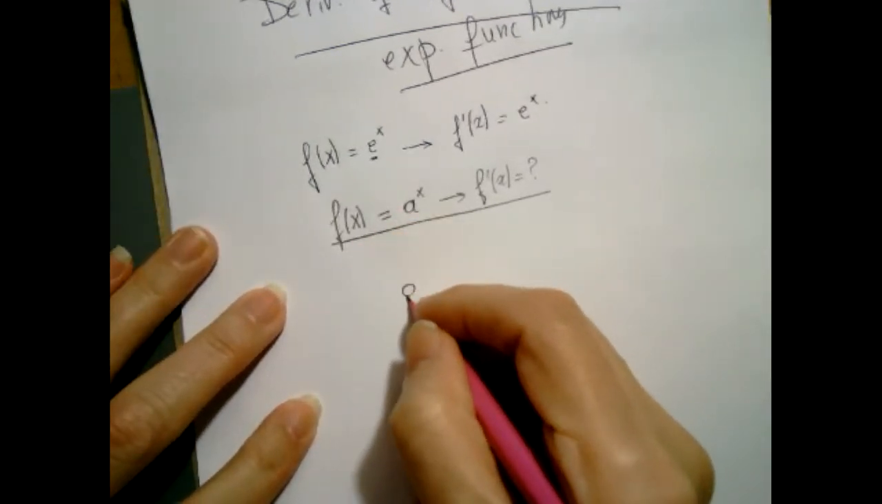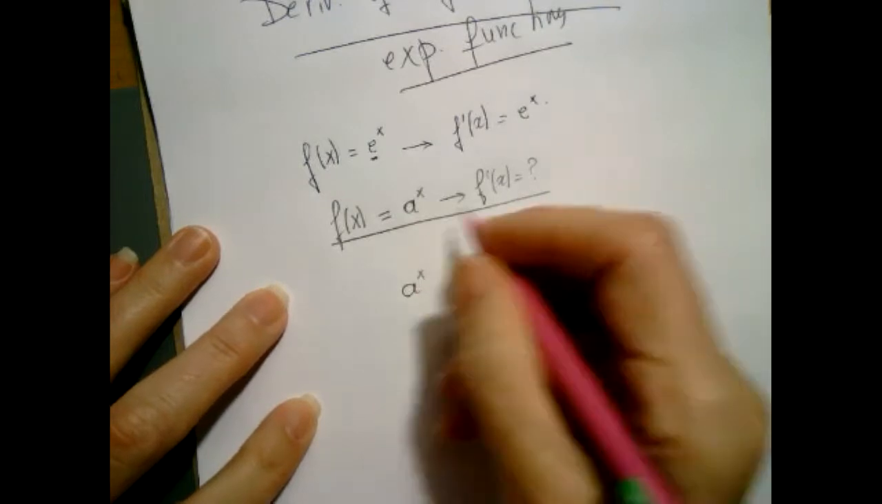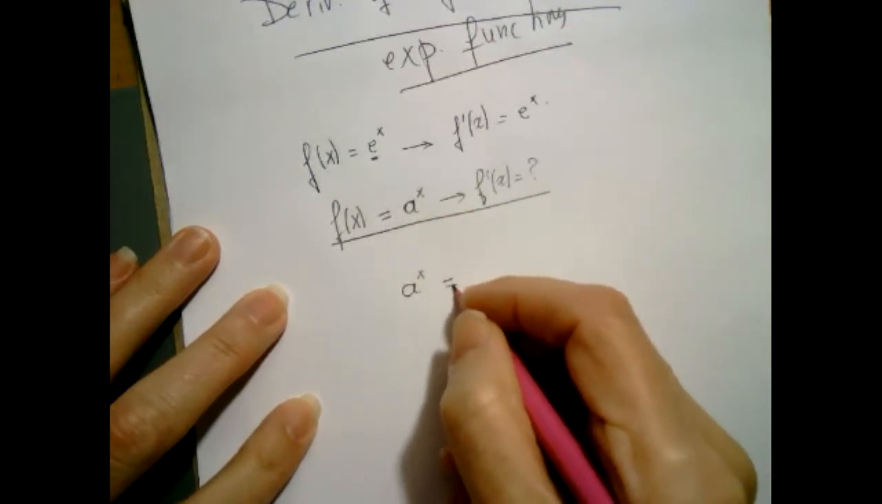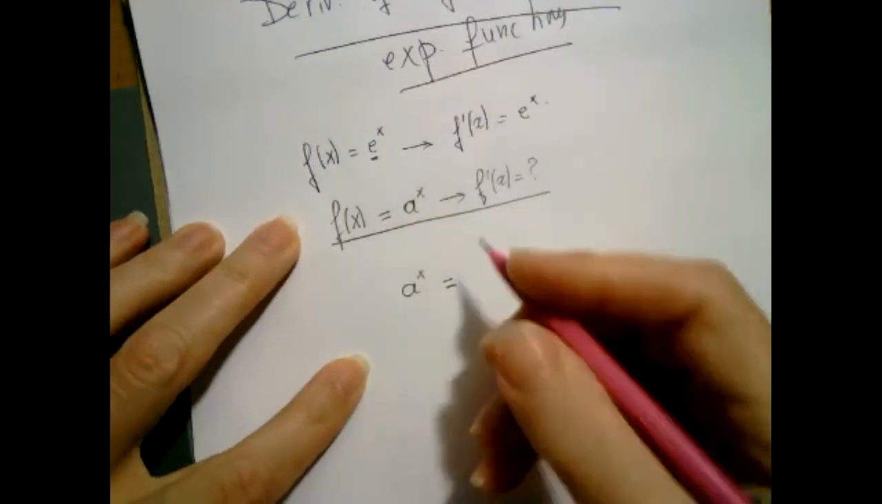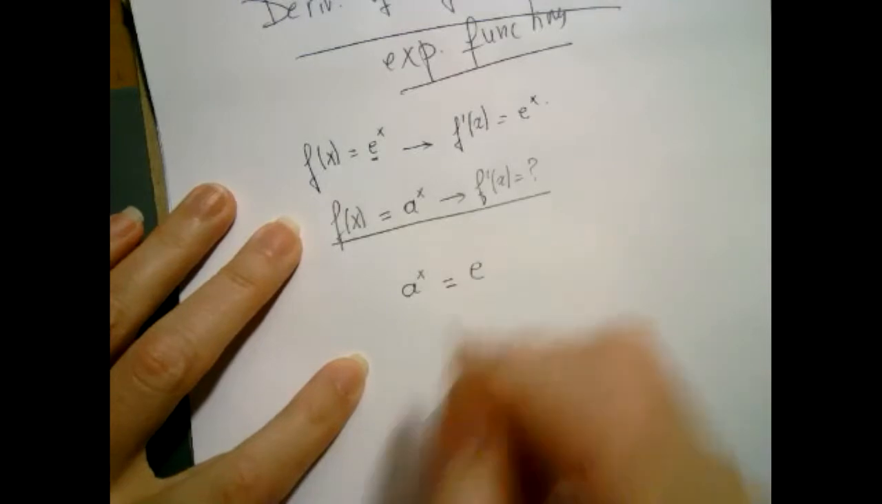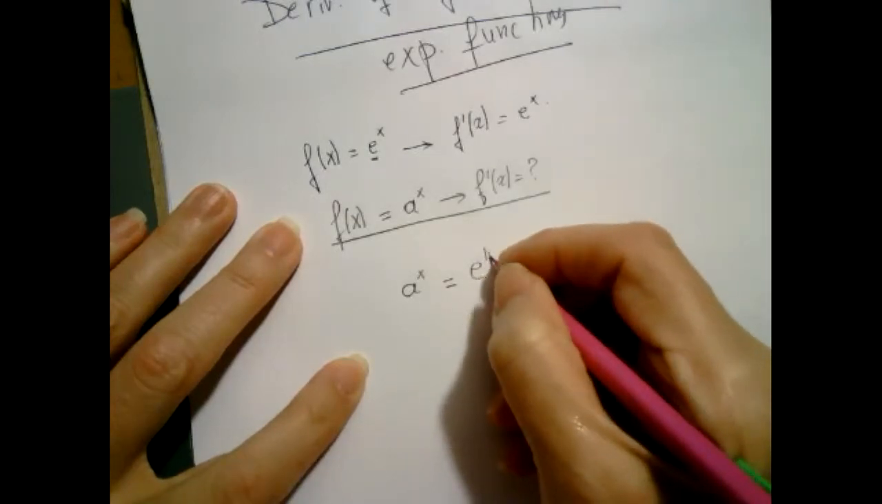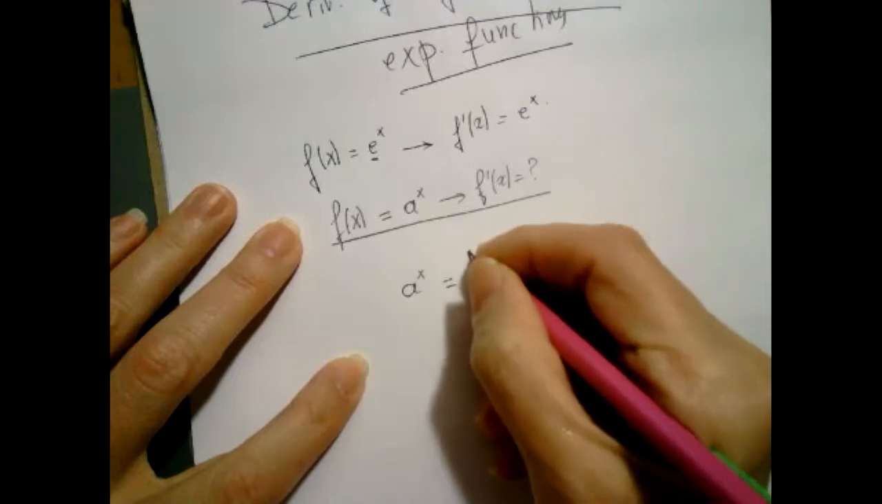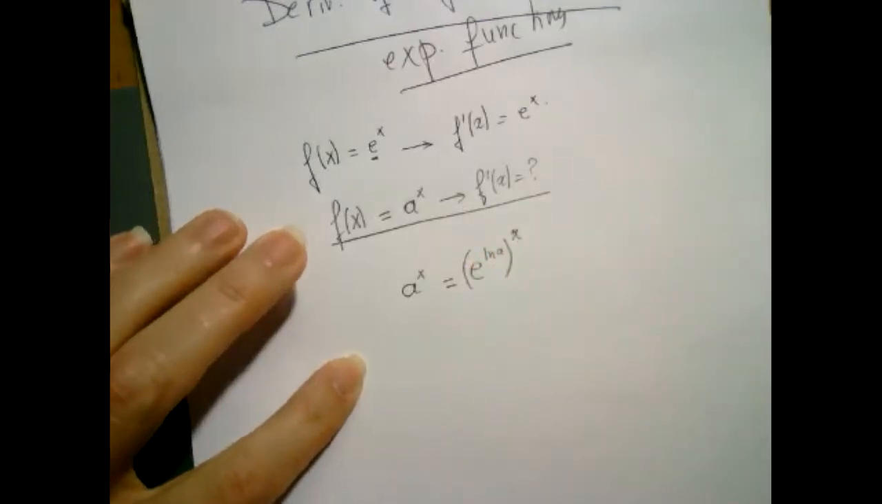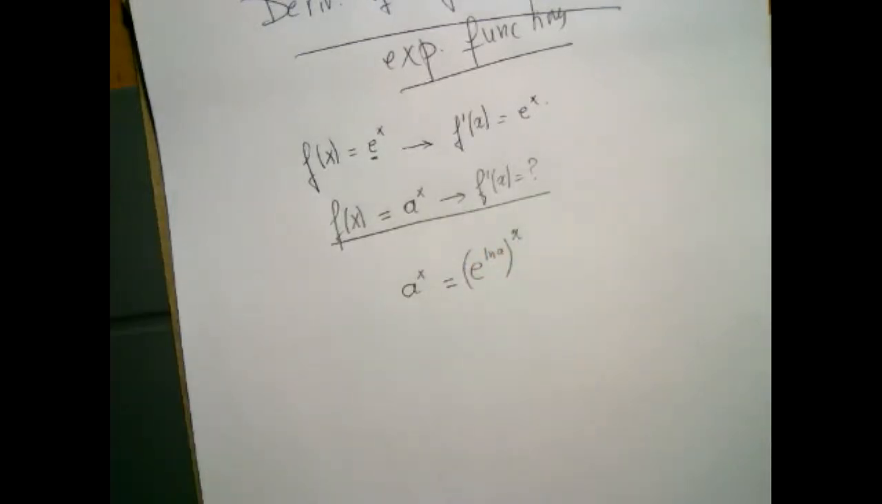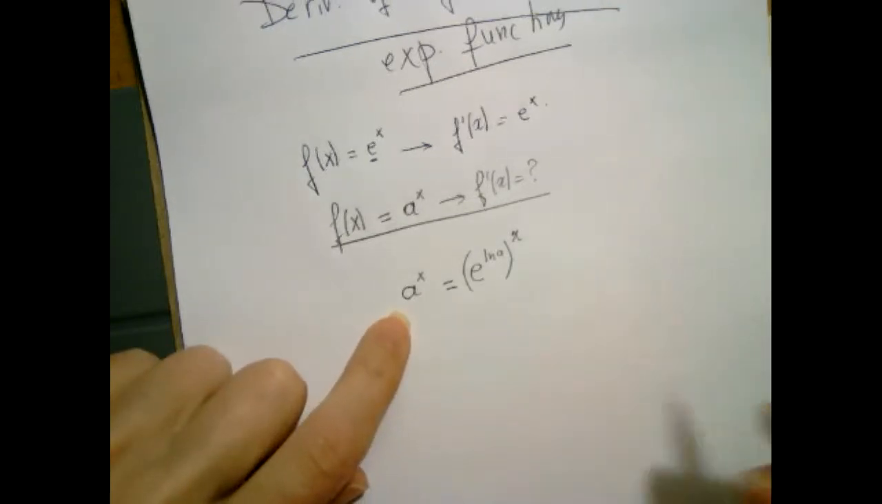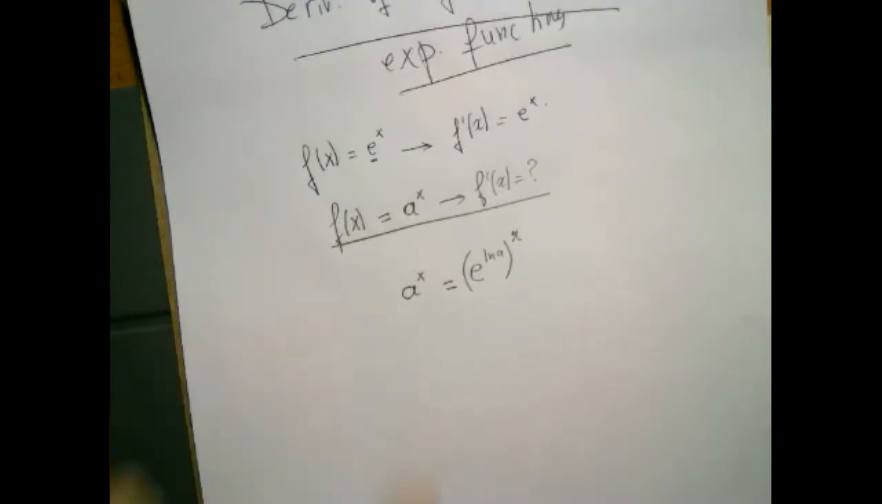First, a to the x. So that's my question. What's the derivative? I'm going to rewrite it like this: e to the power ln of a, to the power x. Is this true or false? So is a equal to e to the ln of a?